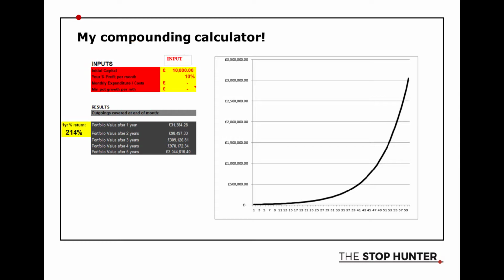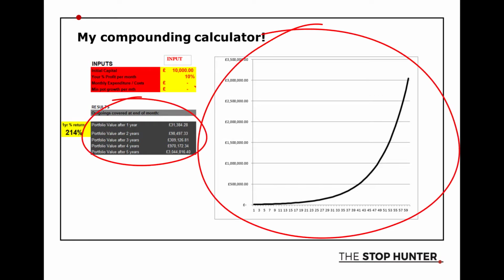Well, in any 1 year that's a 214% return. As you can see there down on the left hand side, so that's pretty substantial. What does that mean over a 5-year period? Well, you can see the growth there in both the chart and the table.